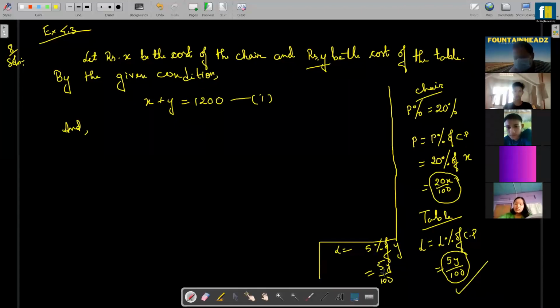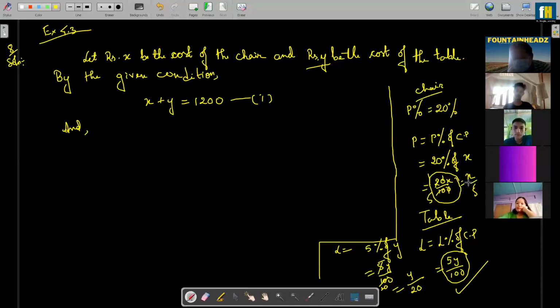If the loss percent or profit percent is asked, what we do is multiply to make it a multiple. X by 5 and y by 20 in the quote. X by 5 and y by 20 are the profit on the quote value.